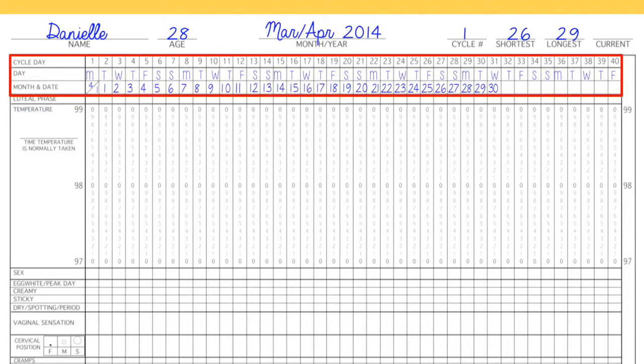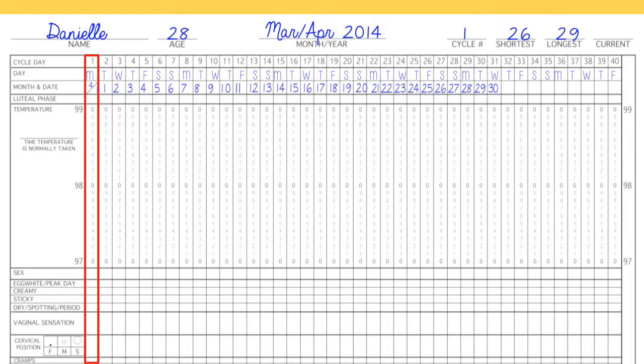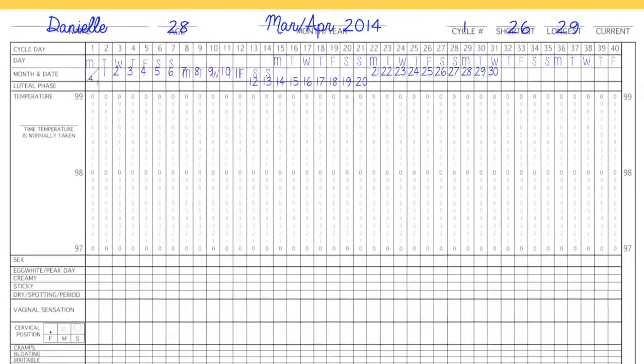Now that we've gotten the top general information filled in, what you'll do is every day you'll fill out one day. So this column here of number 1, you'll fill that information out. Usually I do it right before I go to bed. So let's start by looking at a day and seeing what types of information we'll be recording.